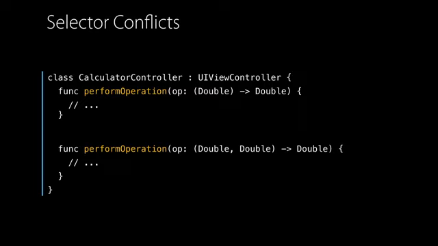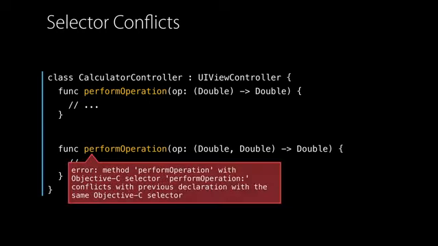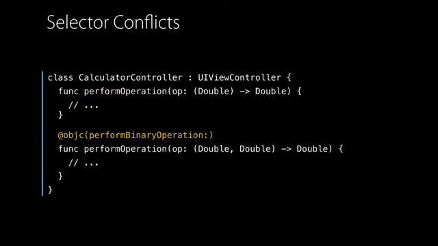But Objective-C doesn't work like this. In Objective-C, methods are only differentiated by name, not by type. And so in this case, Swift knows this might be an issue, and it'll give you an error message. Now, you've always been able to fix this using the selector form of the obj-C attribute. So if I write this code, then I've renamed the bottom method to perform binary operation when I'm accessing it from Objective-C. The top method is still named perform operation.